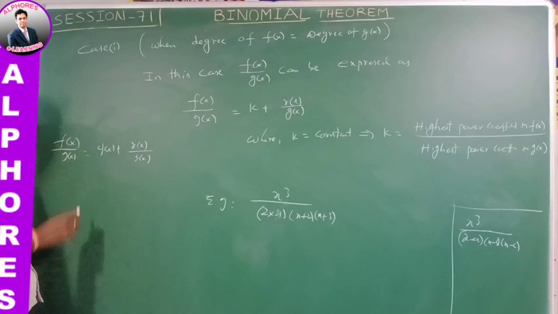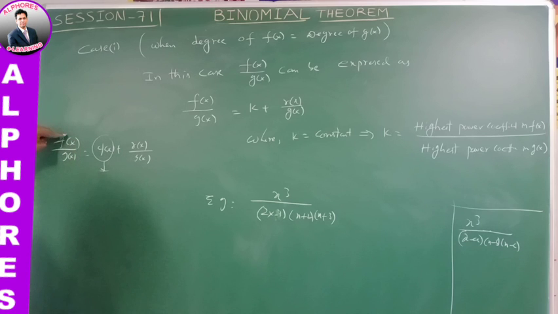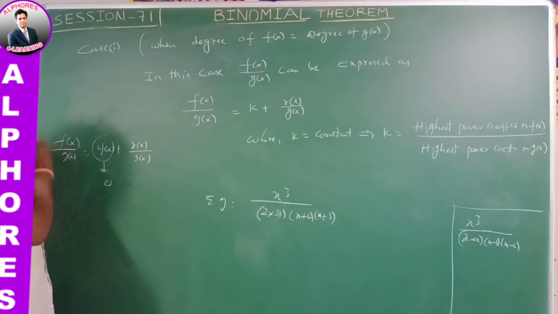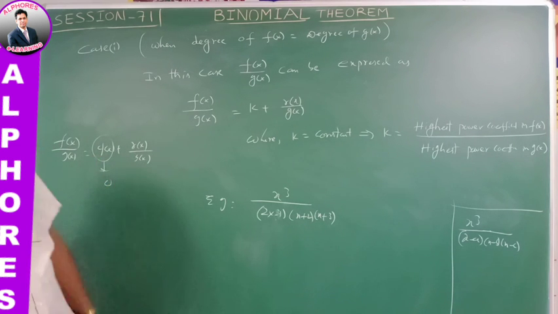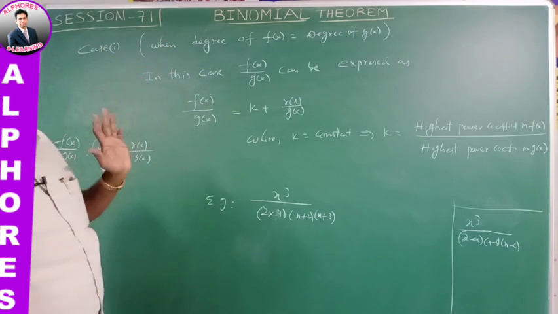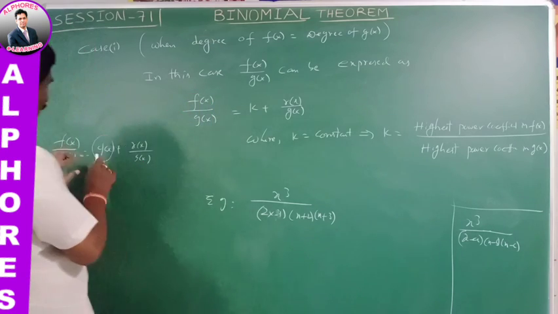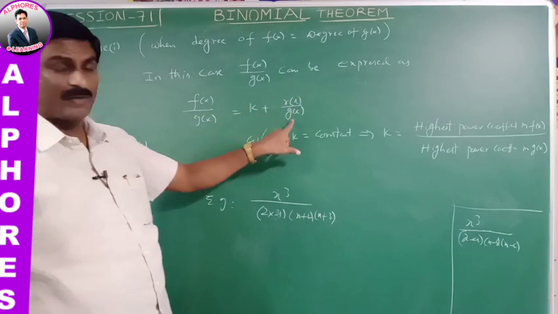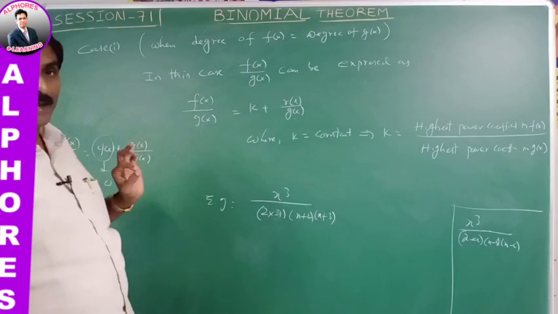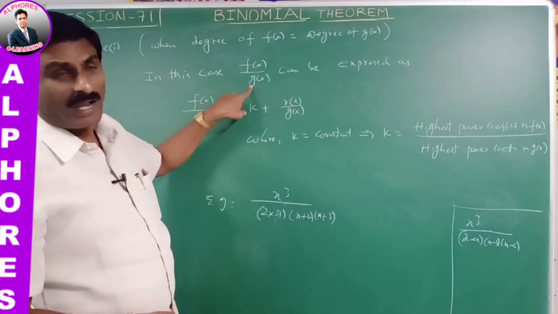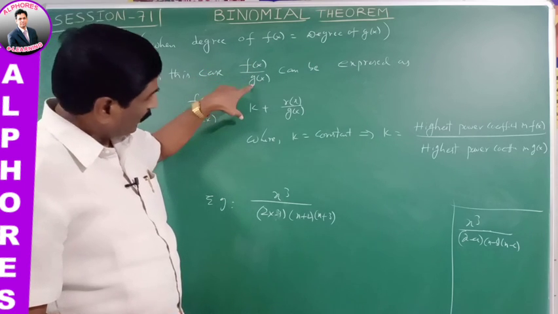Please observe this point. Here what is the degree of the quotient q of x? The degree of q of x is nothing but the degree of f of x minus the degree of g of x. Here both the degrees are equal. That means the degree of q of x is 0. That means q of x is a constant term. For getting this constant term, this can be reduced in this way. f of x by g of x is equal to, it must be constant, so k plus some remainder r of x by g of x. Here the value of k is nothing but simply the higher power coefficient in f of x by the higher power coefficient in g of x.